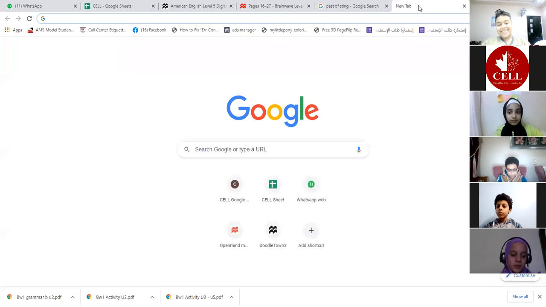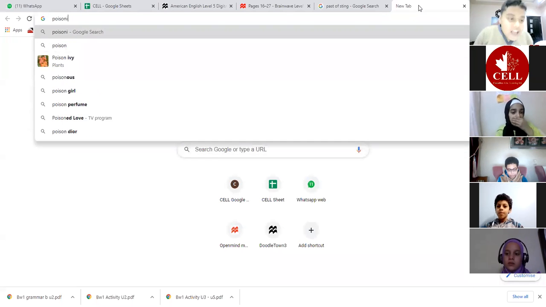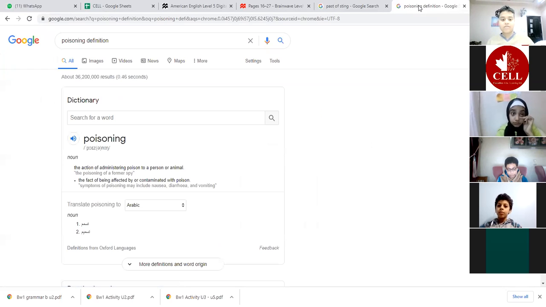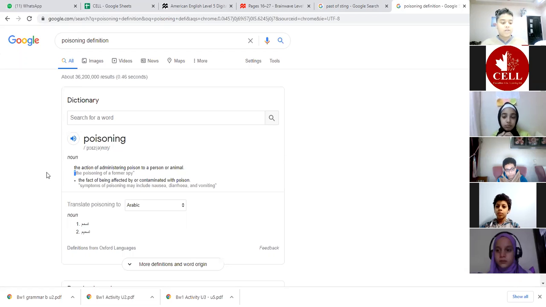No. Before that, let's see poisoning. Okay, poisoning definition. Let's see the definition of poisoning. Mr. Salah, please read it. The action of administering poison to a person or animal. So the action, the poisoning of a former spy. Okay. The fact of being affected by or contaminated with a poison.